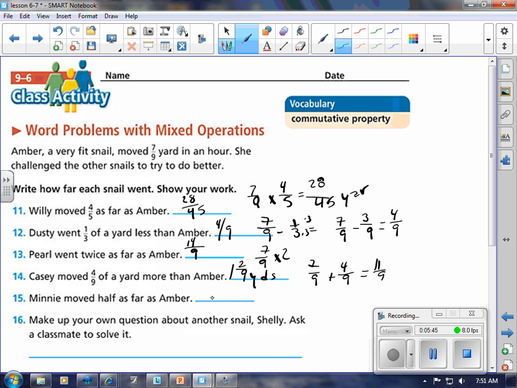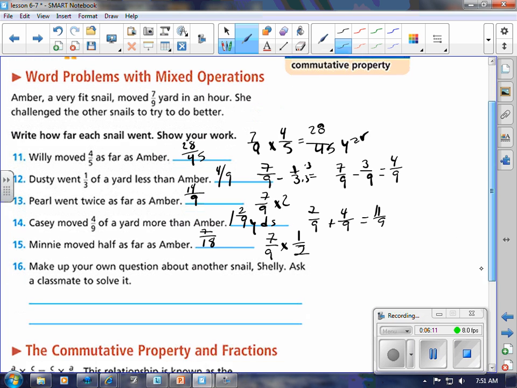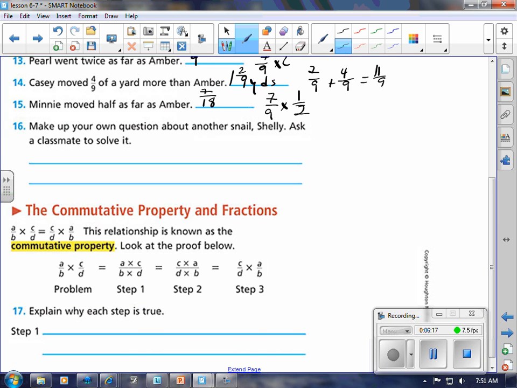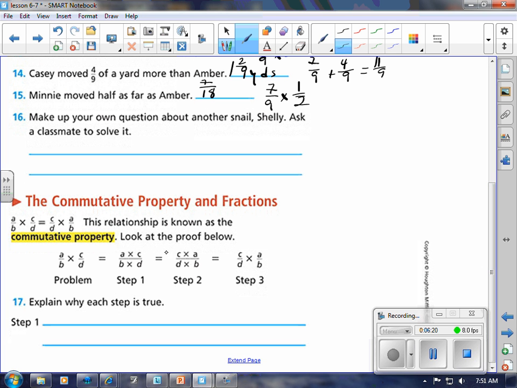Minnie moved half as far as Amber, so you're going to take 7/9 and multiply that by 1/2. Half of 7/9 would be 7/18. If I just multiply straight across, 9 times 2 is 18, and 7 times 1 is 7. Okay, I'm going to move on down to the bottom. I want you to look at the relationship of the commutative property. This is just what I was talking about at the beginning. I want you to explain these steps in your own words, and then we'll come back and share that out in class tomorrow.